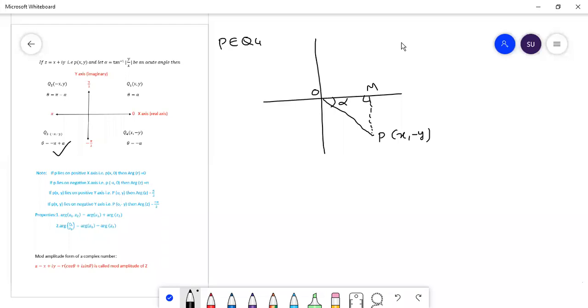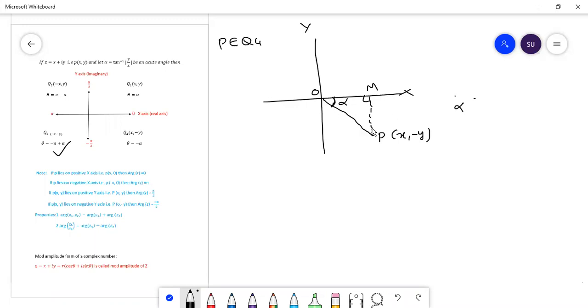And the point lies in the fourth quadrant. If the point P belongs to the fourth quadrant, P is x comma minus y. As it is, alpha is again an acute angle, but this acute angle is nothing but what is our argument again?